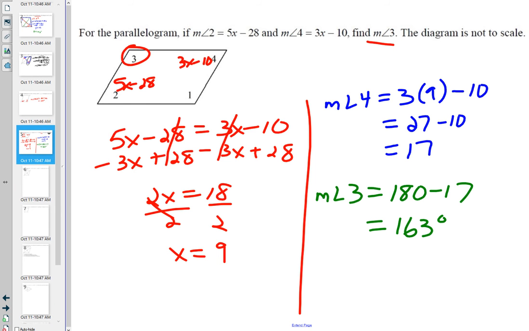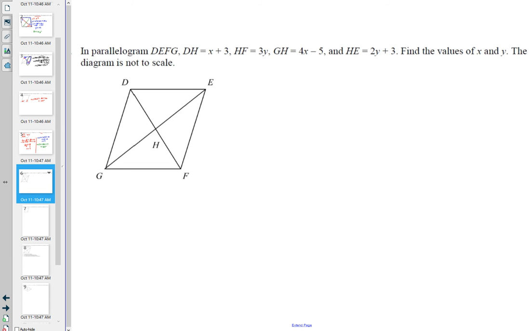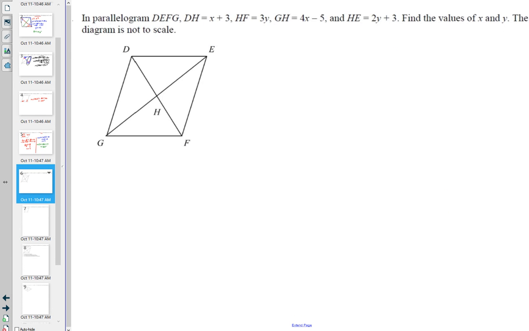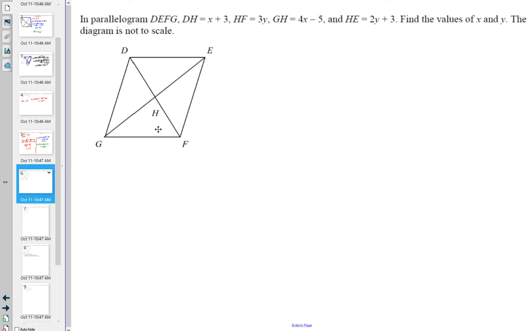Okay. Good. All right. In a parallelogram DEFG, DH, which is half of a diagonal, is x plus 3. HF, which is the other half, is 3y. Ooh, I don't like that. That's two different variables. GH is 4x minus 5, and HE is 2y plus 3.